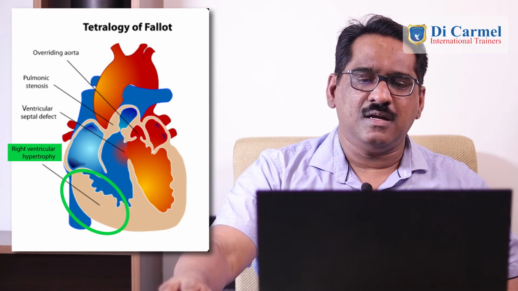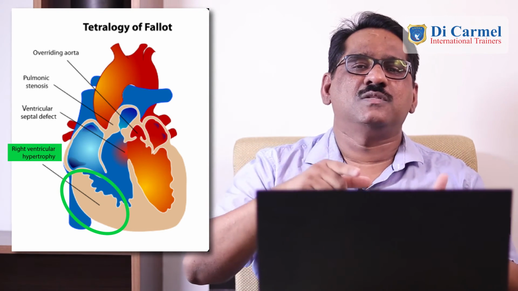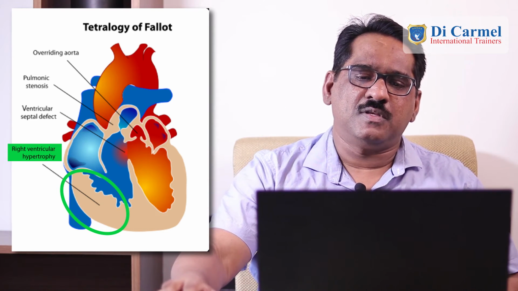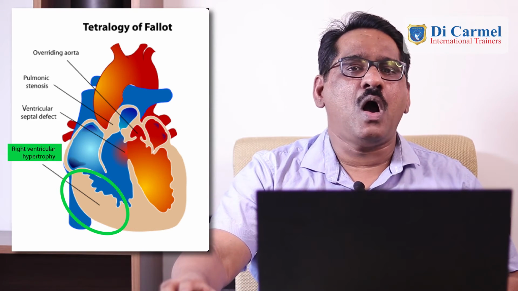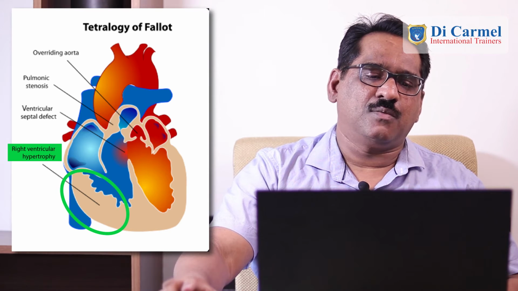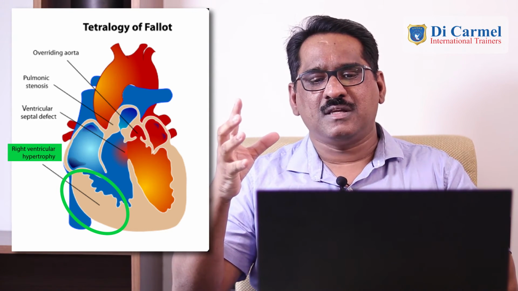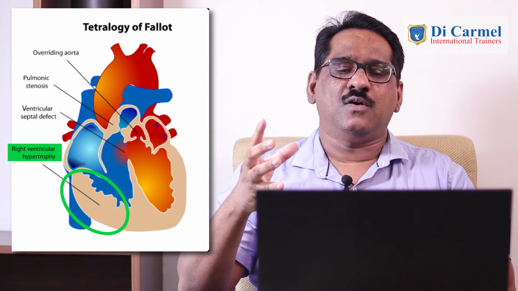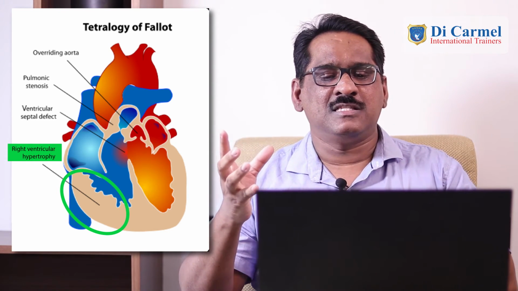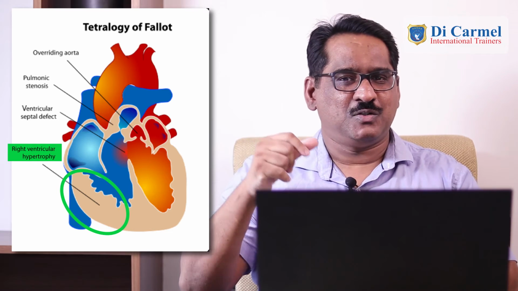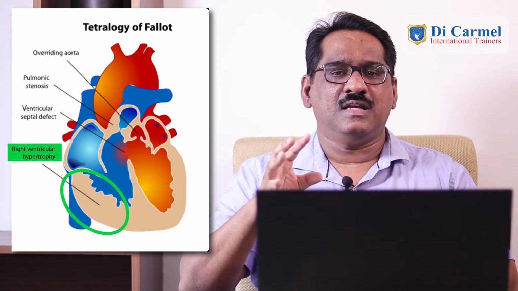But what happens here is the other underlying problem, which is pulmonary stenosis. Because of the pulmonary stenosis, this blood cannot flow out, and that's going to increase the pressure in the right ventricle. There will be a constant elevation of pressure in the right ventricle, and that's where the patient can go into a compensatory mechanism we call right ventricular hypertrophy. So that's the fourth defect in the condition.